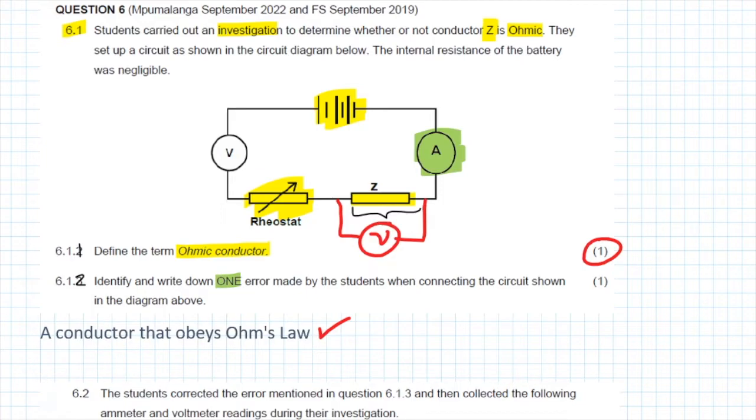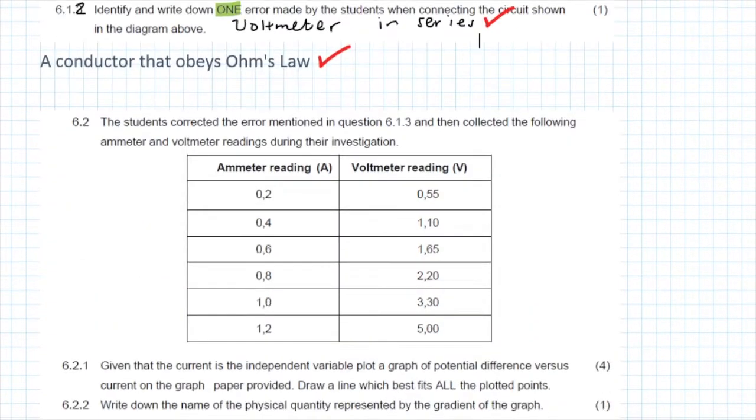So the mistake that was made is that the voltmeter was connected in series, when it should be connected in parallel. For writing down that the mistake is that the voltmeter is connected in series, you're going to obtain 1 mark. So now we can move on to question 6.2.